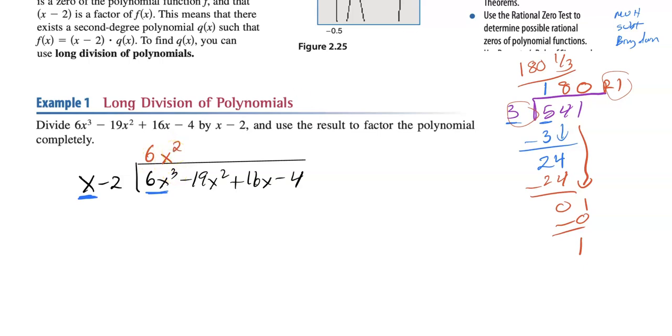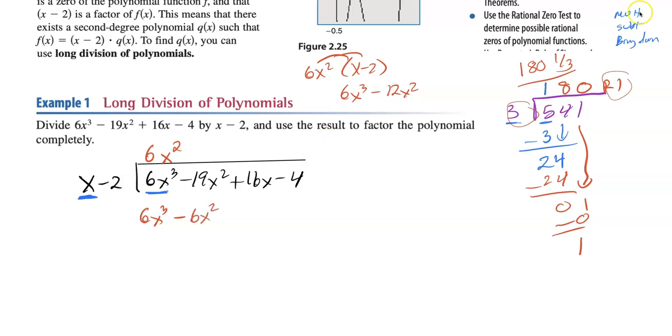And then the next step is we multiply. The first step is to see how many times it goes in, and the second step is we multiply. So we'll multiply the 6x squared by x minus 2, by both of them. We're going to distribute and get 6x cubed minus 12x squared. I showed it up here just so you can see where I get the numbers from. This is what I'm going to write below: 6x cubed minus 19x squared.